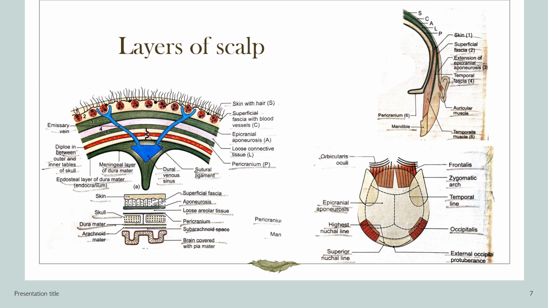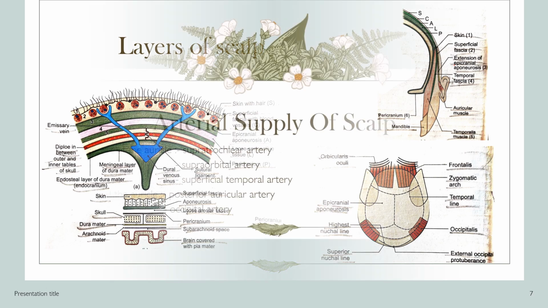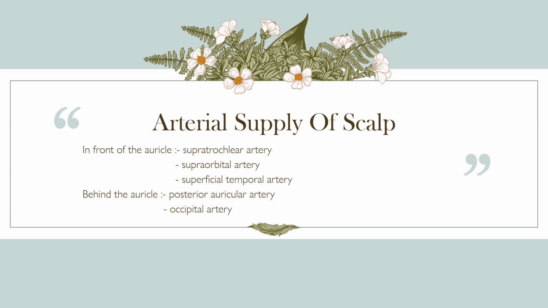Moving to the next slide. Now the arterial supply of the scalp. So here we are going to learn about two parts. One is in front of the ear or auricle, and the other is behind the auricle. So in front of the auricle we have three arteries supplying the scalp. First is the supratrochlear artery, second is the supraorbital artery, and the third is the superficial temporal artery.